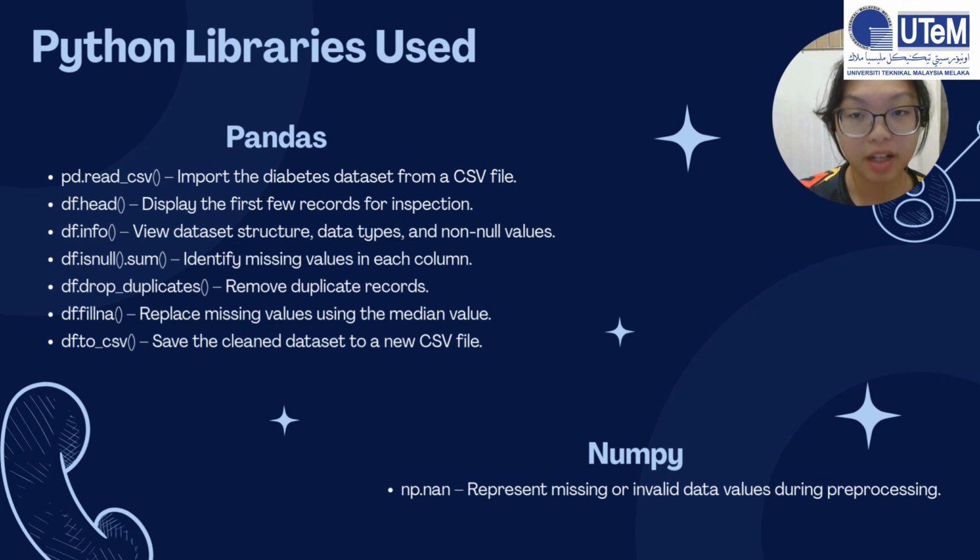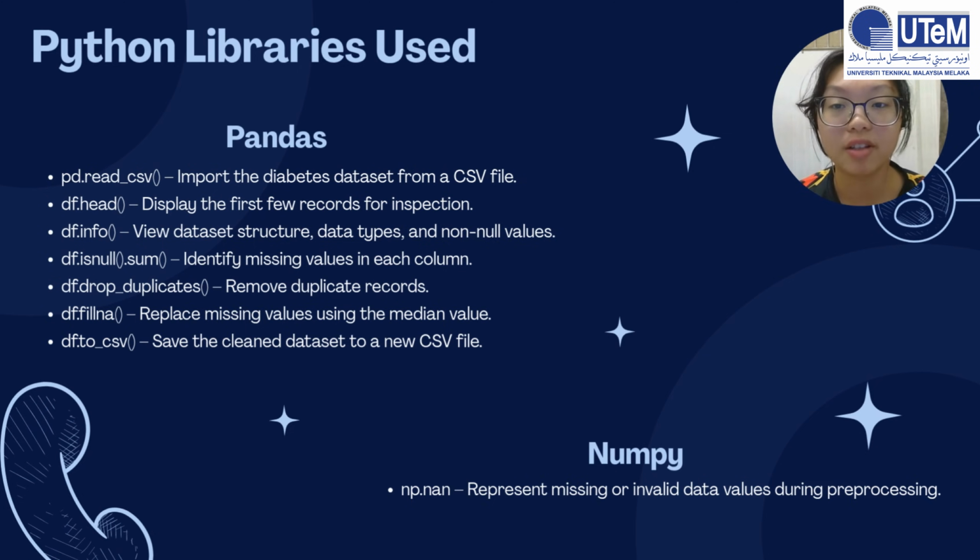And we have a few Python libraries used. We use two in this project, which are Pandas and NumPy. With the Pandas library, we use pd.read_csv to read the CSV file. We use df.head to display the first few records, and df.info to view the structure of the dataset, so we know what is inside, especially details such as the structure, the data types, and the non-null values, because there is a lot within a raw dataset.